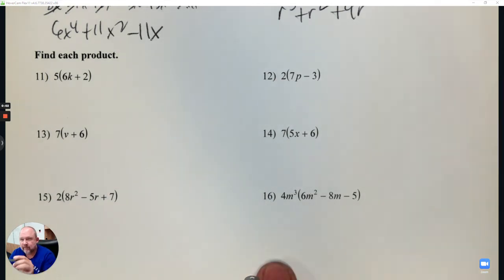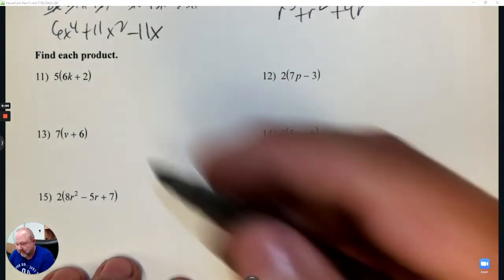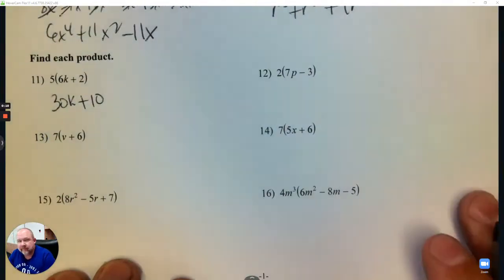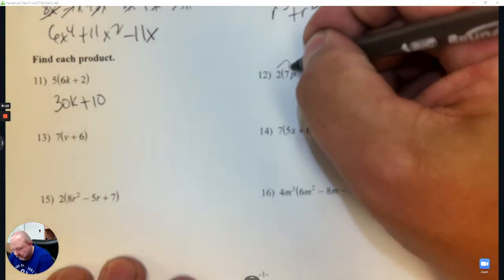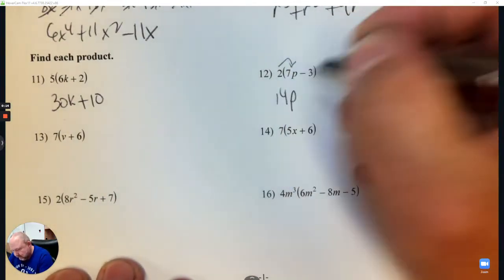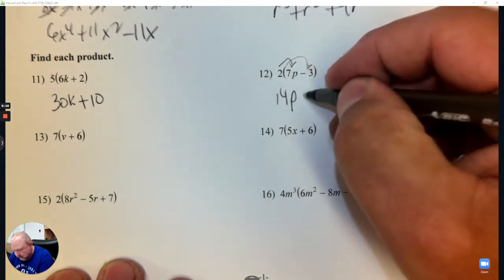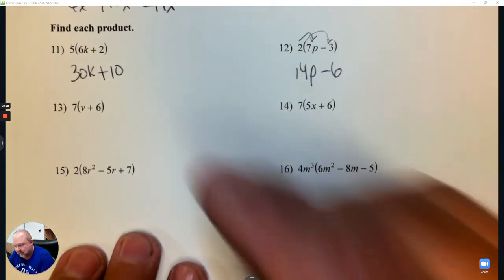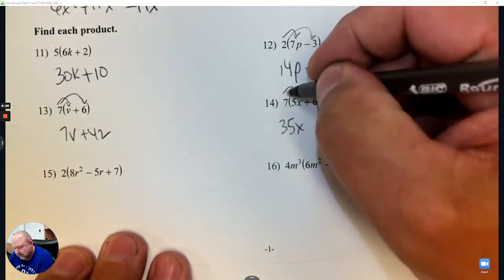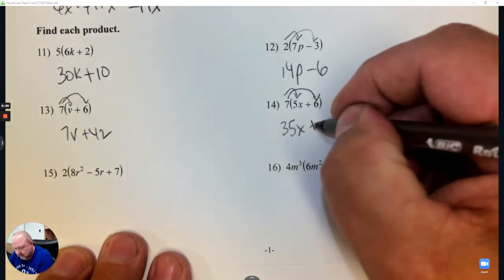All right, question number 11. We're multiplying. 5 times 6 with a k, and then 5 times 2, no k. Again, 2 times 7 with the p, 2 times negative 3, no p. 7 times v, 7 times 6. 7 times 5 with an x, 7 times 6, no x.